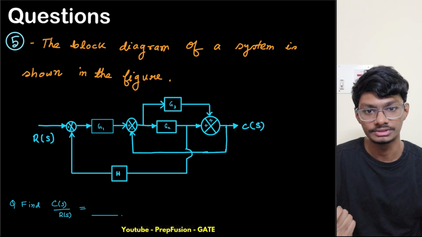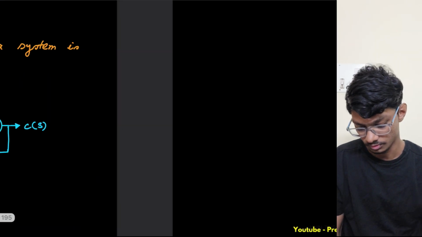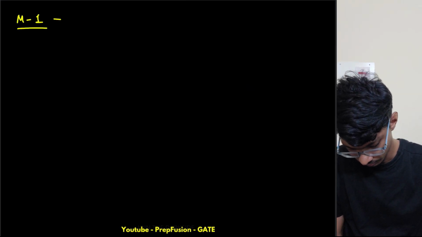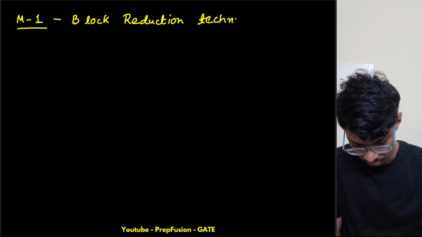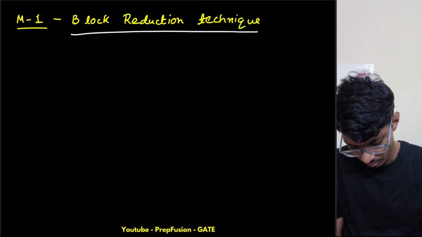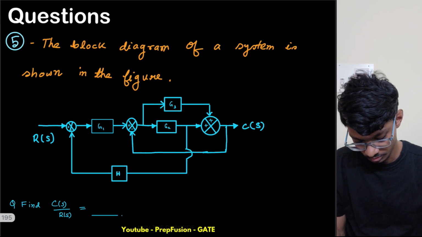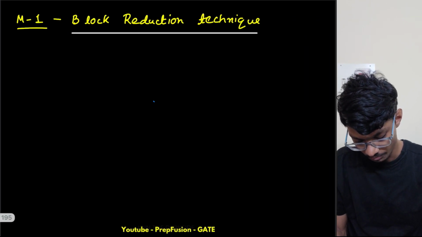So the first method that I will use is using the block reduction technique, and the second method is simply using the equations, right? So method 1, block reduction technique. Okay, so what I will do, I will copy this here, so you may have to draw it over and over again. For me it's simpler, so I will copy this over here.